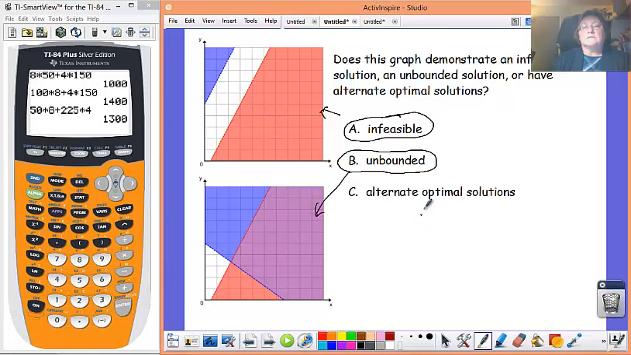And as far as what an alternate optimal solutions problem looks like, we'll look at one of those tomorrow. Okay, get out there, try the U-Try, and we'll see you in school.